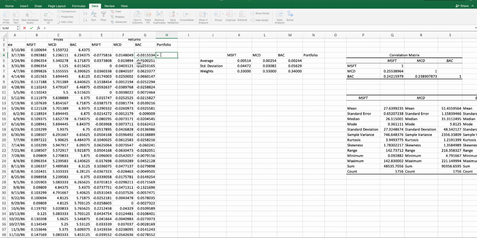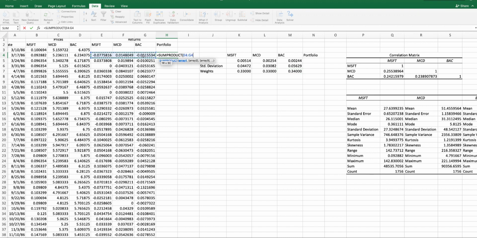So to calculate the weighted average, we can use SUMPRODUCT. What SUMPRODUCT does, in this case, is take Microsoft's return and multiply it with Microsoft's weight, take McDonald's return and multiply it with McDonald's weight, and then Bank of America's return times Bank of America's weight, right? And then take those products and add them up.